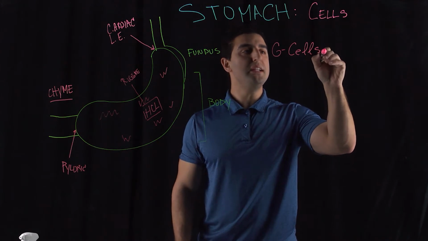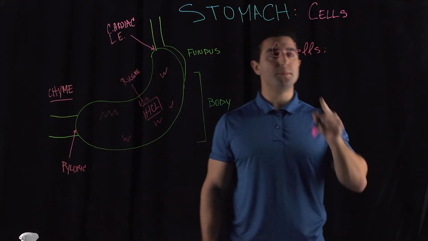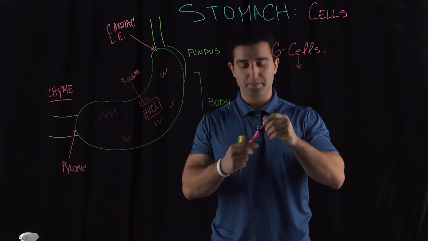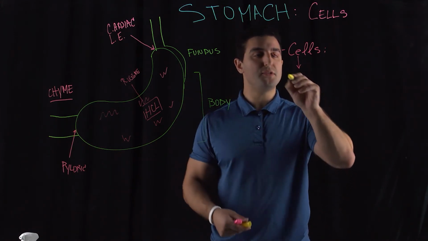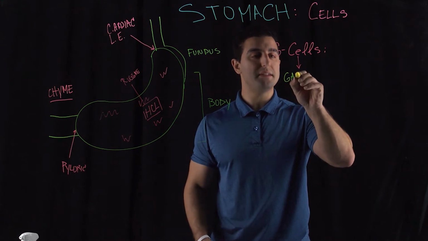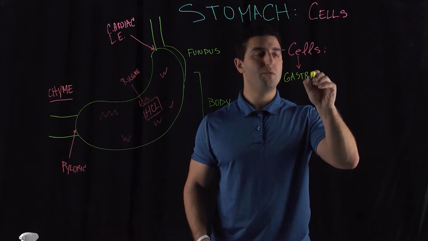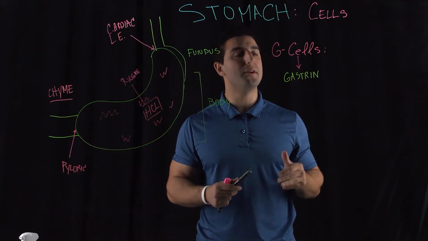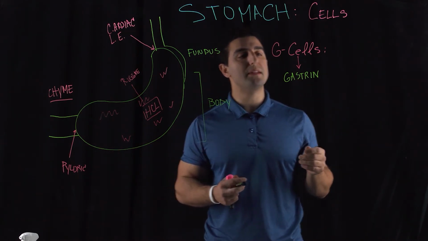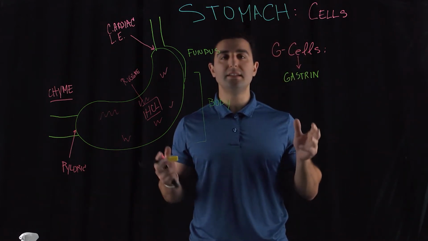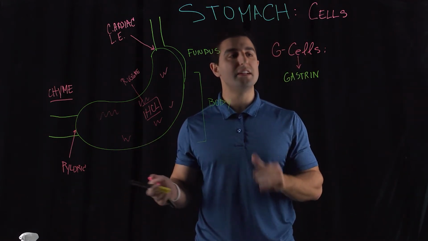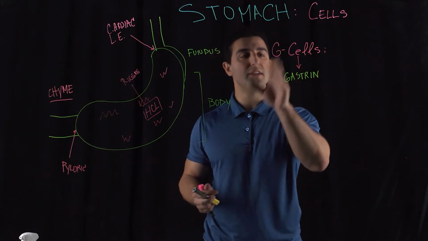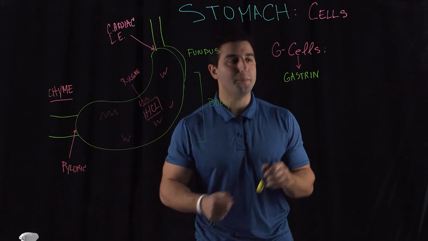The G cells are responsible for the secretion of this hormone called gastrin. So during the cephalic phase, remember how we talked about the craving for that taco? You want to eat the taco. And so your parasympathetic nervous system begins to innervate not only your salivary glands, but also your stomach. So your stomach, specifically your G cells, are activated to secrete gastrin.